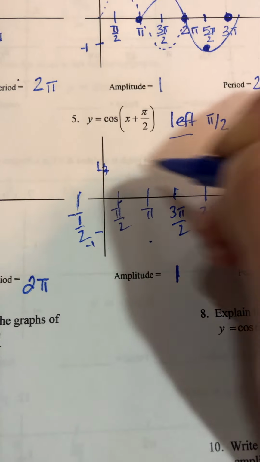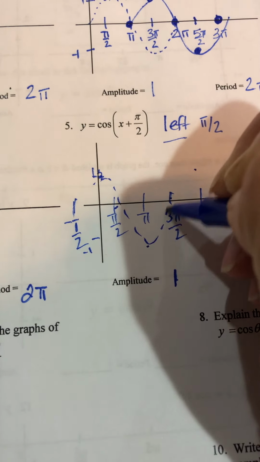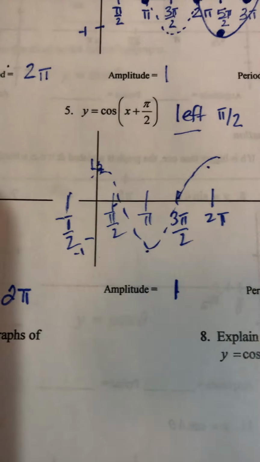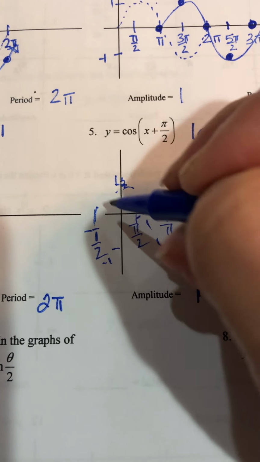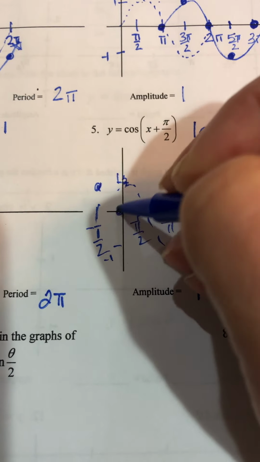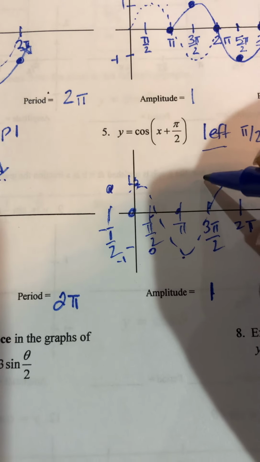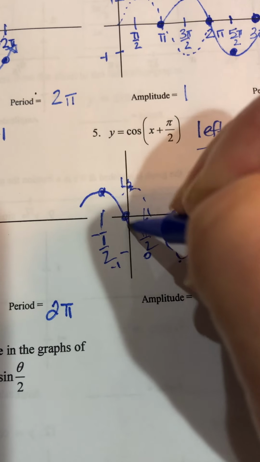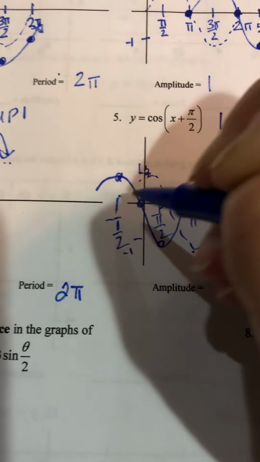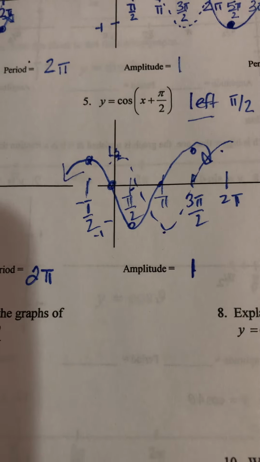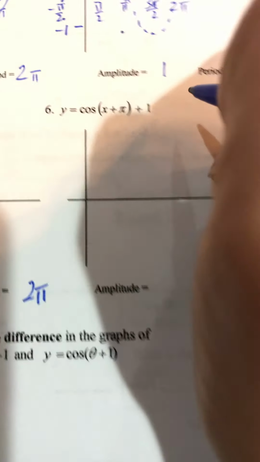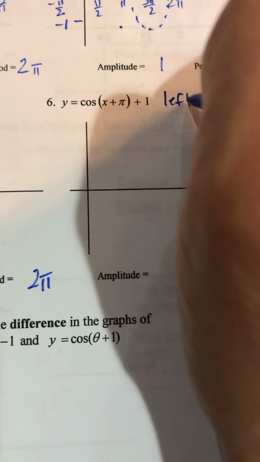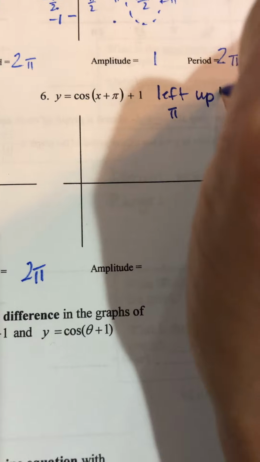So you can see that, you're going to get really good at these pretty quick. There's the cosine wave. If I move it left pi over 2, so here at negative pi over 2, here, here, here. Still has an amplitude of 1, still has a period of 2 pi. And then you probably saw it coming, the combo shift, right? Combo shift here is left pi, up 1.